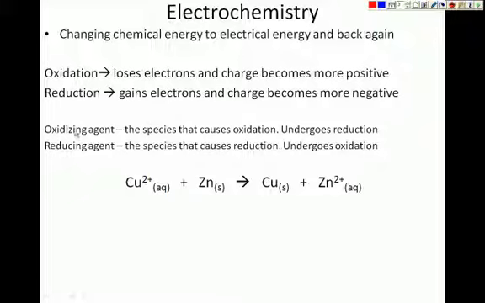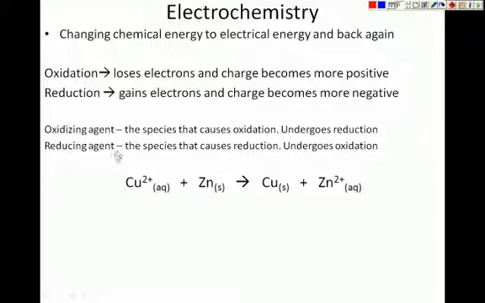And then we have some more vocab words down here. An oxidizing agent, and what an oxidizing agent is, it's an agent of oxidation. So that means it causes oxidation. So it's a species that causes oxidation, however, itself is not oxidized. So it causes oxidation, but itself undergoes reduction.